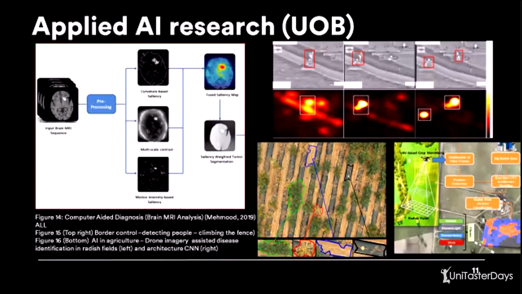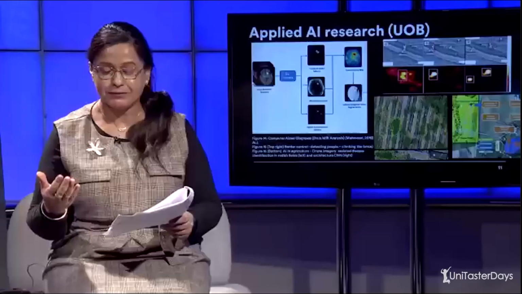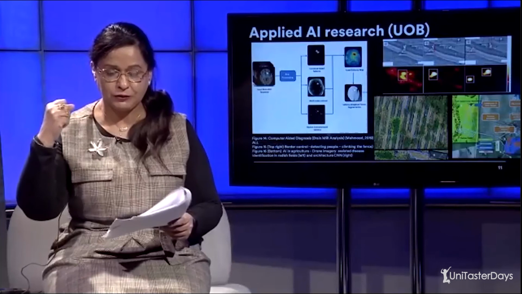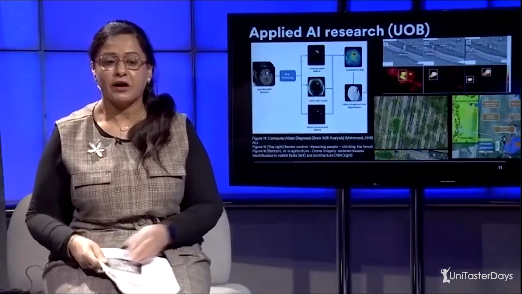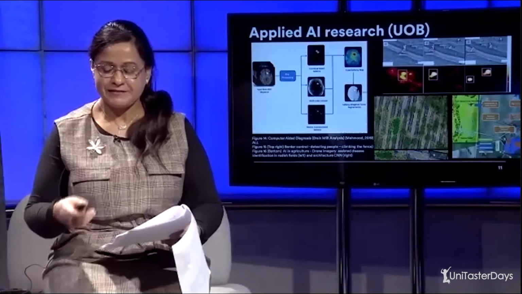The next example we've got is AI in agriculture. And what we have is this drone-assisted image disease detection example. So we've got a sort of zoomed in view, and what we can see are those patches. There's a green patch which highlights healthy radish fields, and alternatively we've got the other patches to represent those which are not so healthy. So, what do we have next?